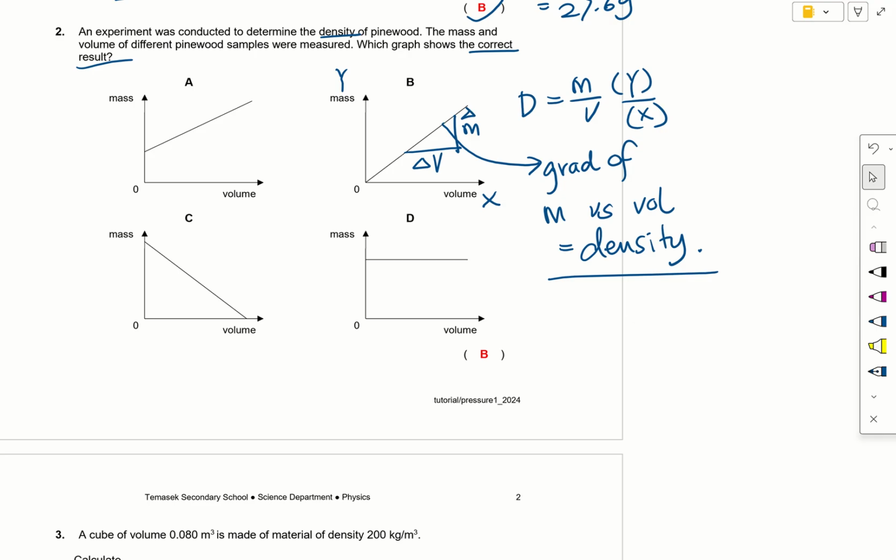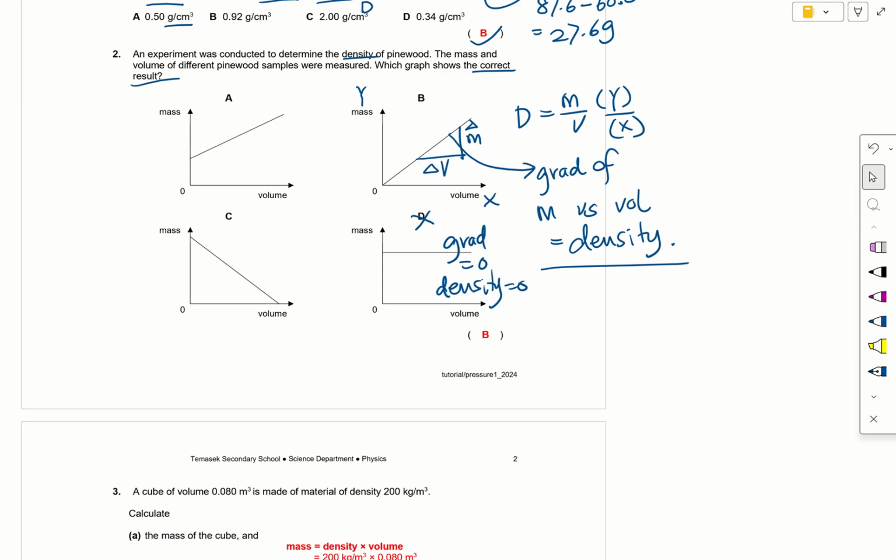So D is out straight away because the gradient is 0. If the gradient is 0, it means that the density is 0. So D is out. It cannot have 0 density. C is also out because it shows that the gradient is negative and we cannot have negative density. Alright, so now it's left with A and B.